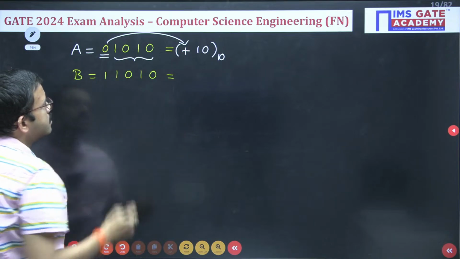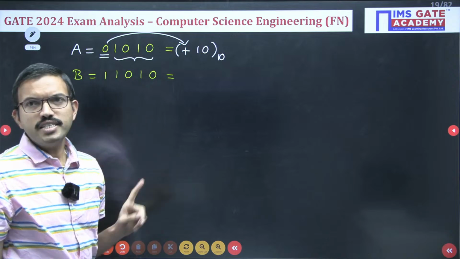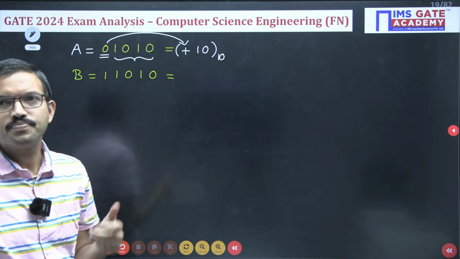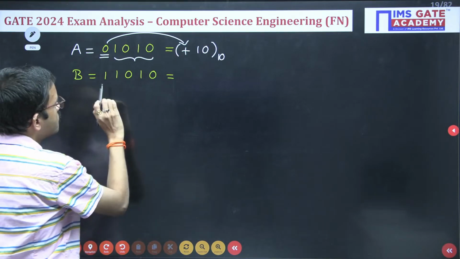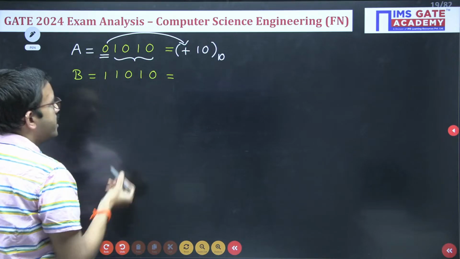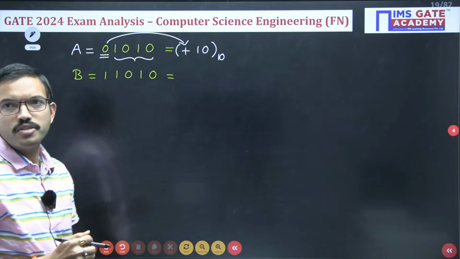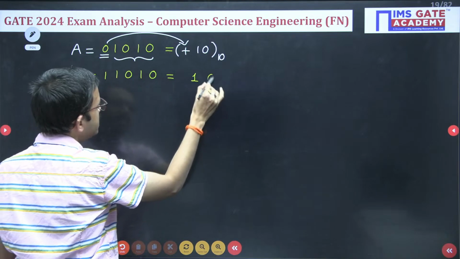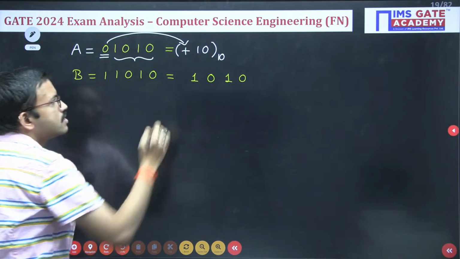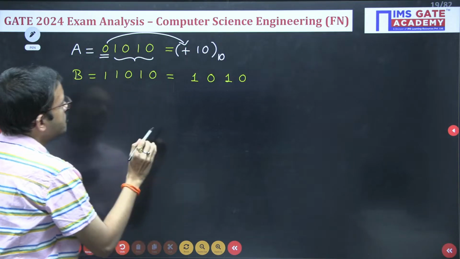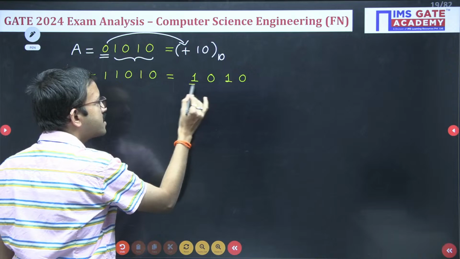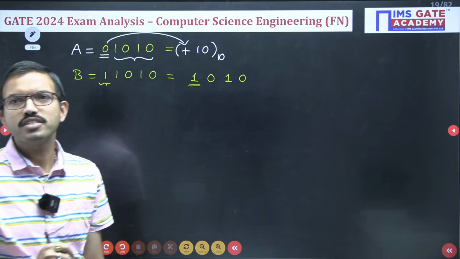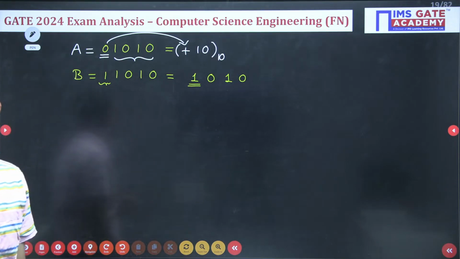Now B is also represented in 2's complement form, but here the sign bit is 1. Sign bit 1 indicates a negative number. By using the sign extension property in 2's complement form, we can consider this entire number like 1, 1, 0, 1, 0. If you consider only this 4-bit number, the sign bit is 1. The same sign bit placed one more time to the left of it, and the equivalent value won't change.